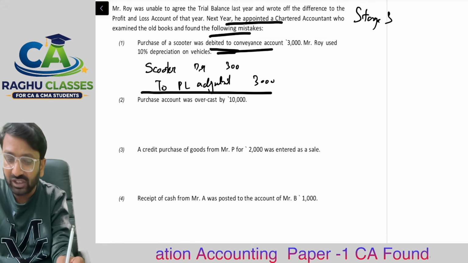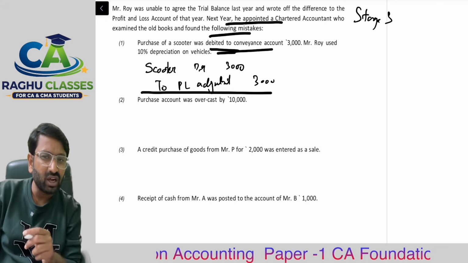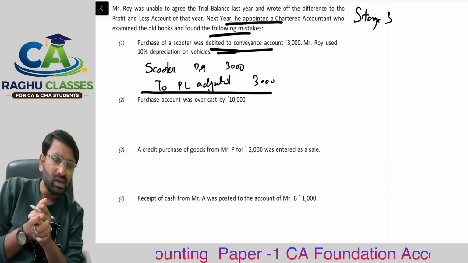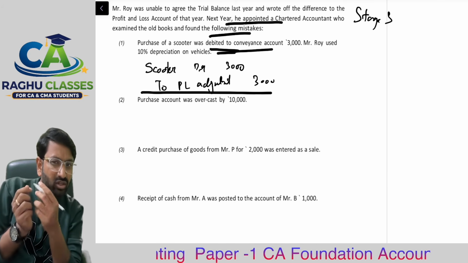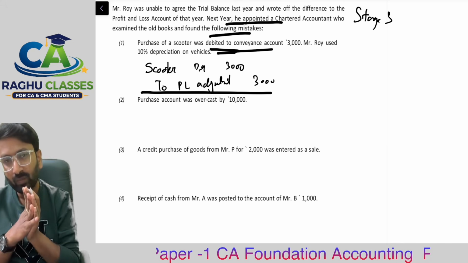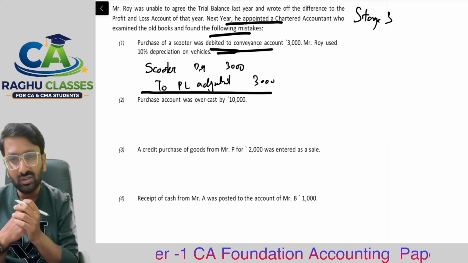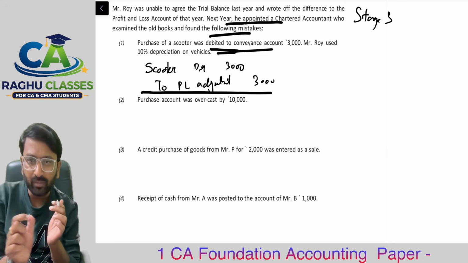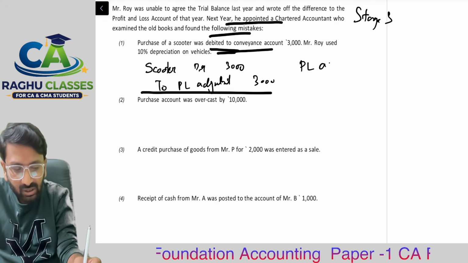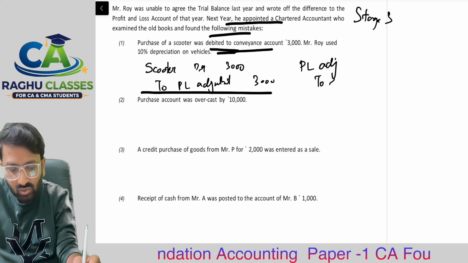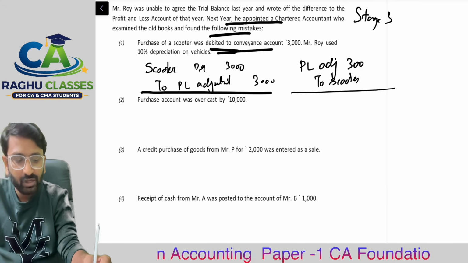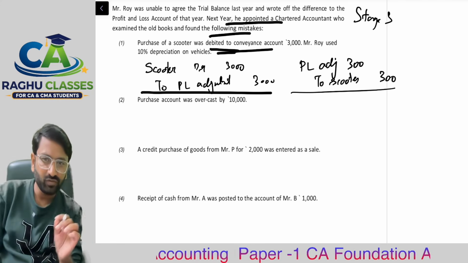This is the first rectification. And apart from that, 10% depreciation should have been charged on this scooter. Since they did not record the scooter, depreciation also would have been omitted. Now you need to record depreciation. So what is the entry for depreciation? It is depreciation account debit to scooter. But in the place of depreciation, we'll write P&L adjustment account debit to scooter. So 10% of this 3000, depreciation will be 300. This is the first one.